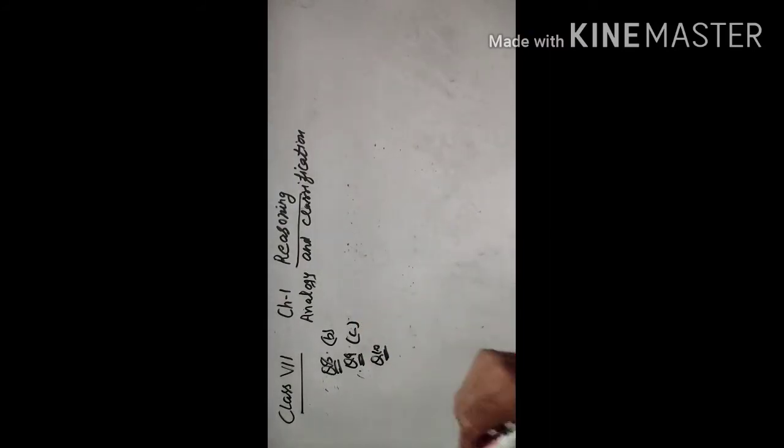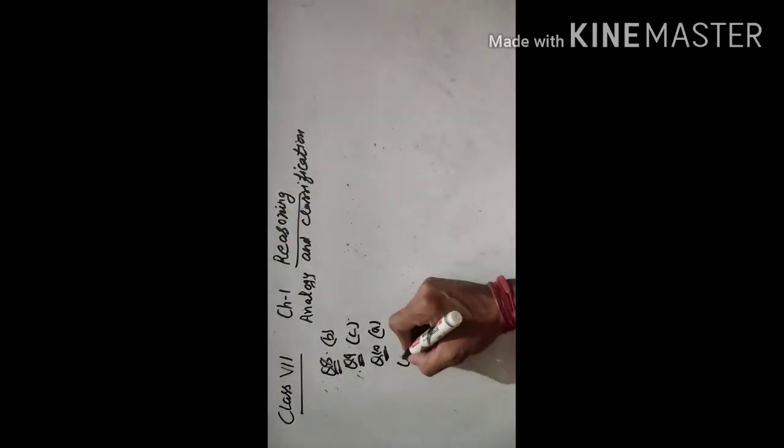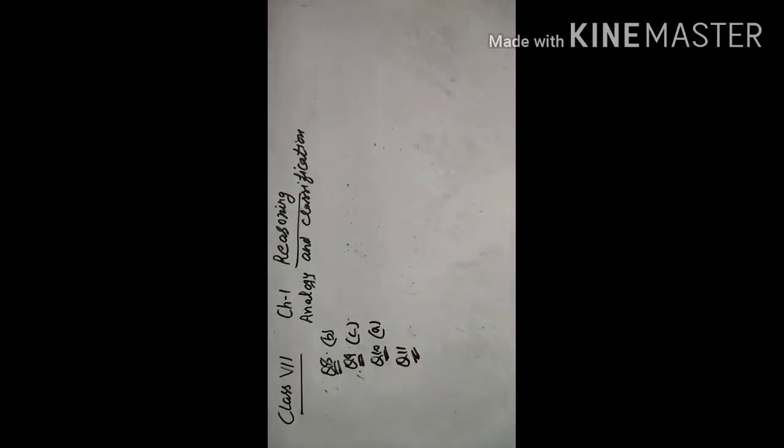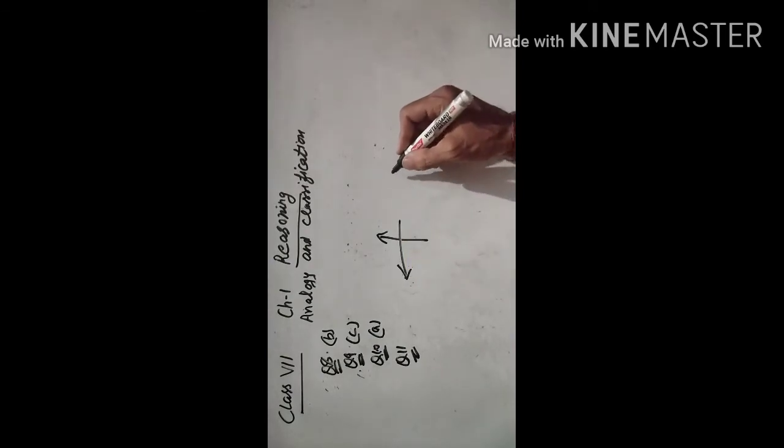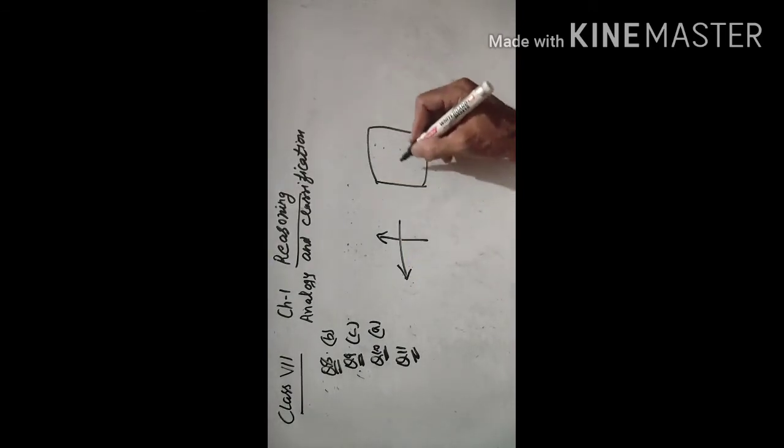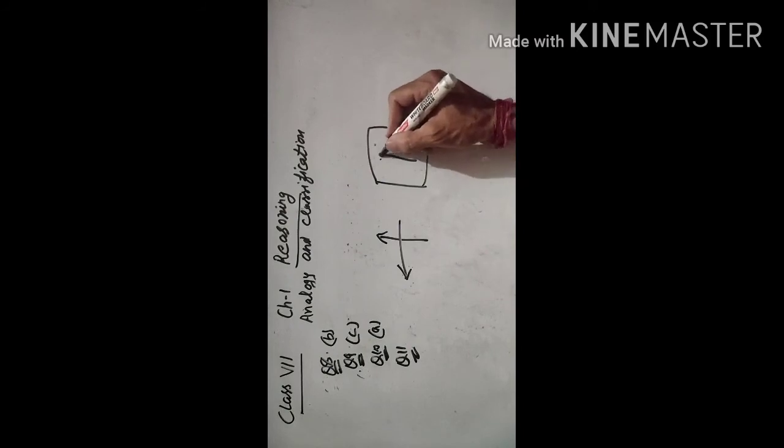Question number 10. Poverty, wealth, yoga, health. A is the option. Question number 11. Now two state arrows are there, like this and this, and the next box is this and this.